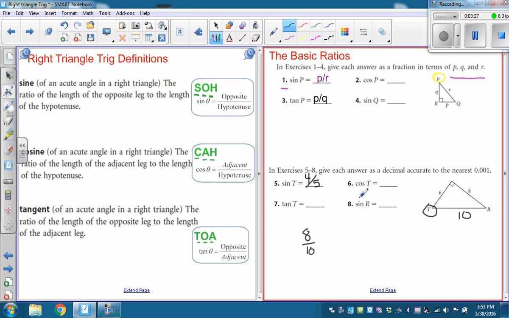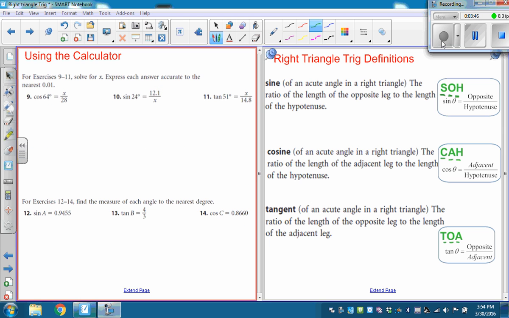Similarly, cosine of T would be the adjacent, which is 6, over the hypotenuse. So 6 over 10, or 3/5. So those are the very basics. Okay, here's the next step. I moved the definitions to the right because I think the smartboard sometimes works better on the left.